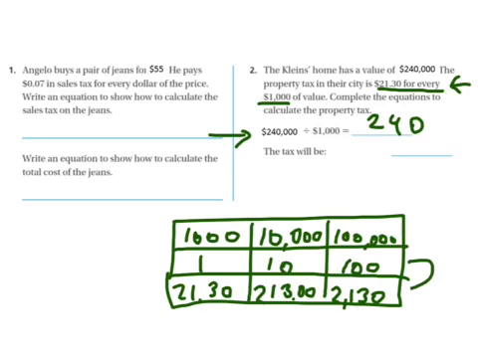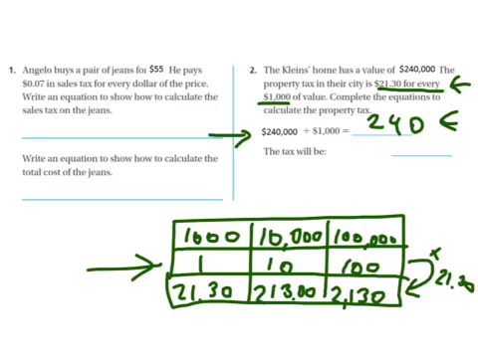Now, if you look at the pattern here, after I've divided my property value by $1,000 and I get this number here, all I have to do is multiply that by the $21.30. Okay, that's why we did this here. So that's what I'm going to do. I'm going to multiply 240 times $21.30.